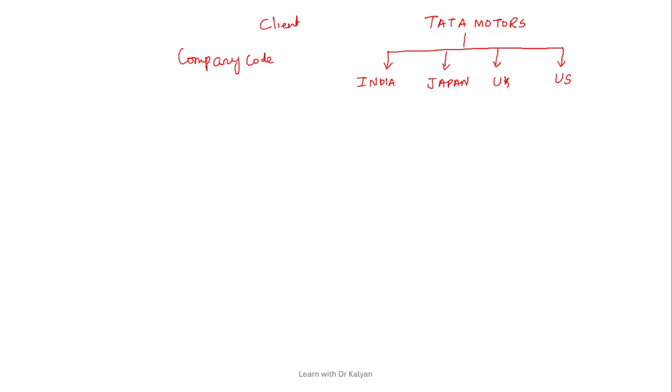Now in SAP, I have to give a specific code to identify Tata Motors present in India, a specific code for Japan, a code for UK, and a code for the US company. As I told you, the codes are always represented in four characters: 1, 2, 3, 4. The first two are always alphabets, and the second two are always numbers. Say for example, the Tata Motors company present in India, in SAP software, will be represented as IN00.